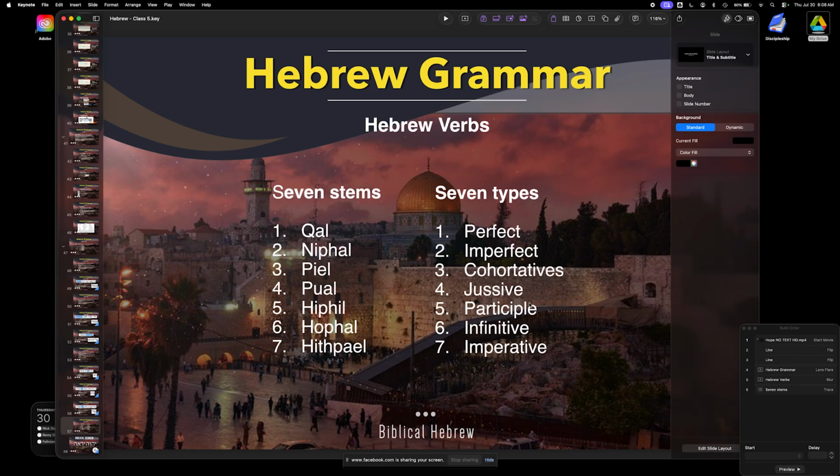So that's the participle. The infinitive is like that English "to." I'm going to the store. When?